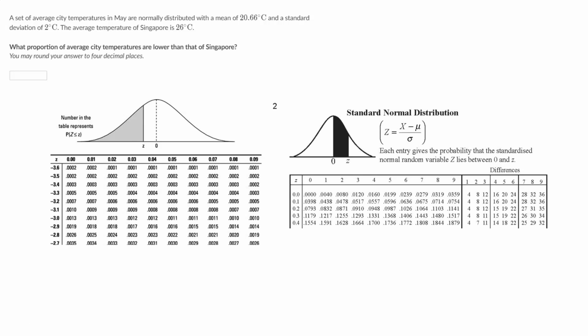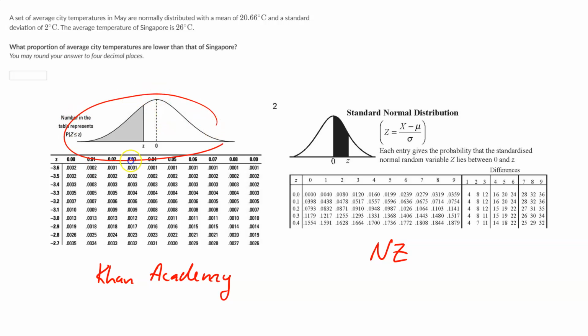The main bit of confusion comes from the fact that Khan Academy and quite a lot of countries around the world use this Z table. In New Zealand, we use this Z table. The key thing to notice with the differences is the diagrams at the top. The Khan Academy Z table measures the area that is less than whatever the Z value is, which is fine, but the one we use in New Zealand uses the area from 0 to Z.